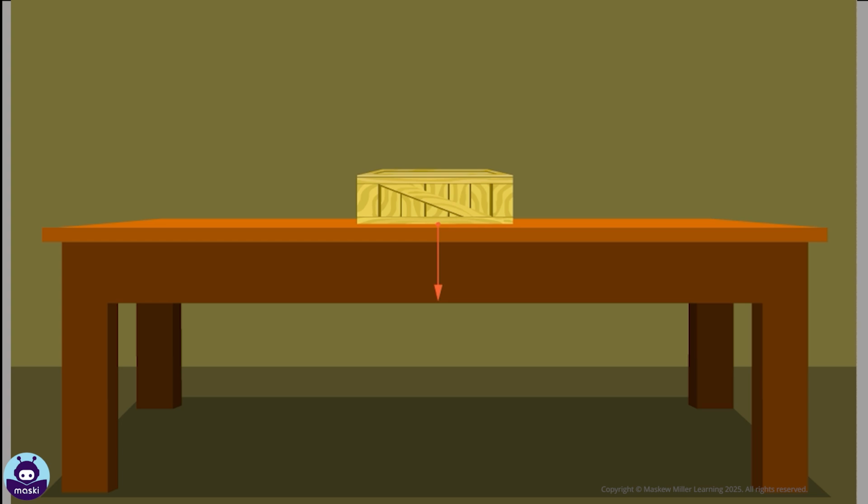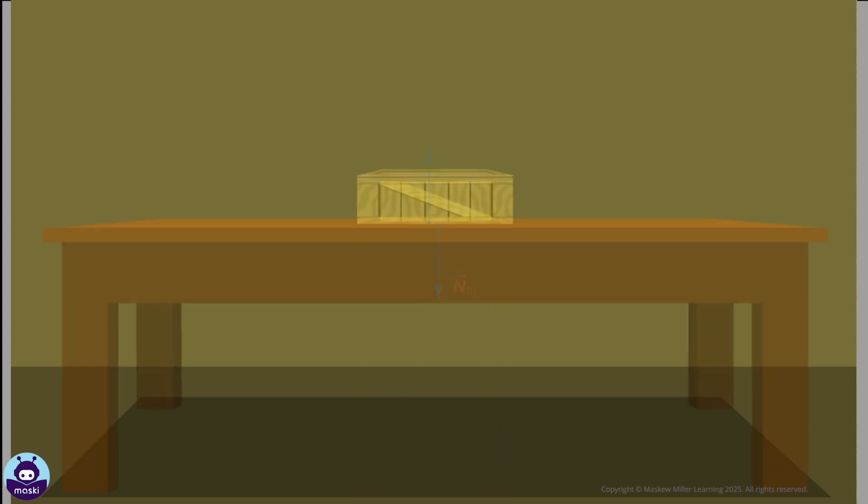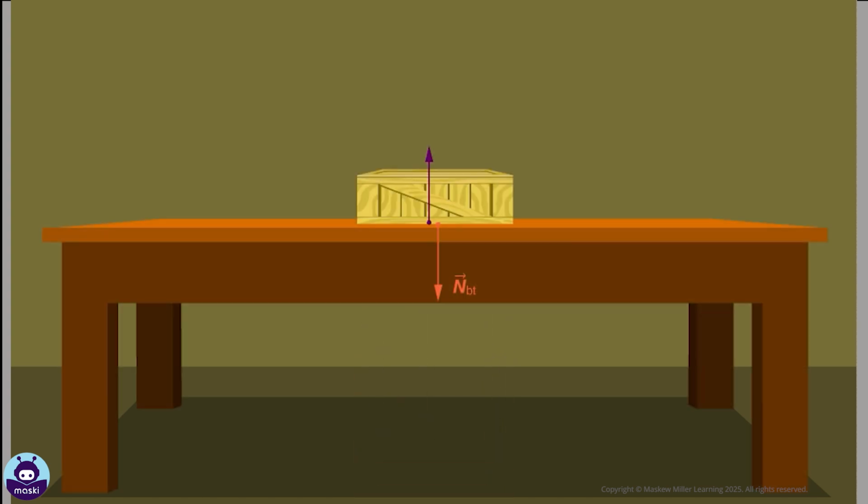This is the normal force exerted by the block on the table. It is labeled as vector Nbt. Simultaneously, the table exerts a normal force on the block. If it did not, the book would simply fall through the table. The normal force that the table exerts on the block is labeled as vector Ntb.